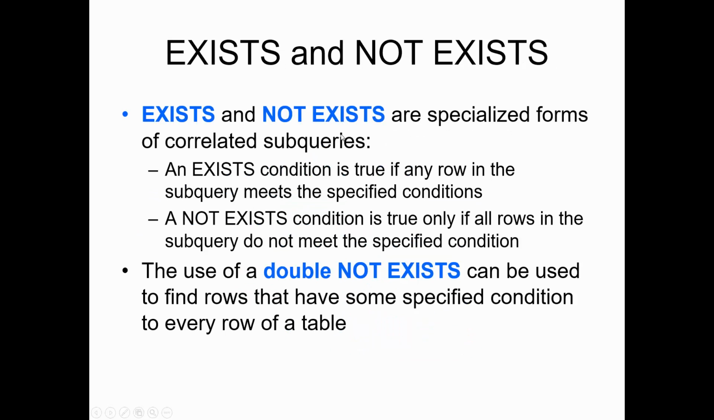Other specialized forms of correlated subqueries are EXISTS and NOT EXISTS. An EXISTS condition is true if any row in the subquery meets the specified conditions. A NOT EXISTS condition is true only if all rows in the subquery do not meet that specified condition. We can also use double NOT EXISTS to find rows that have some specified condition to every row of a table.